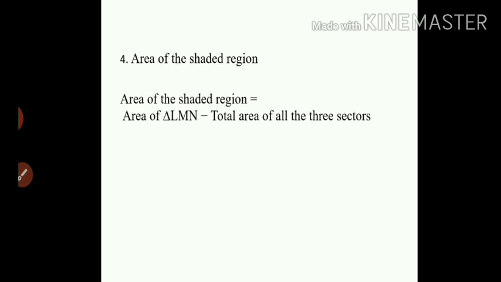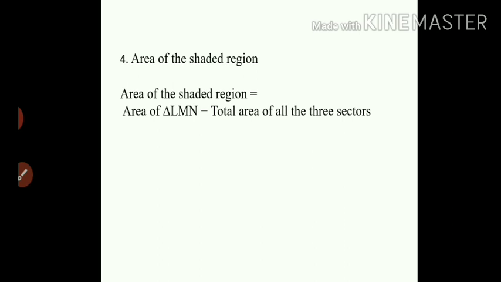The area of the shaded region will be the area of triangle LMN, which we found out first using the formula for the equilateral triangle, minus the total area of all three sectors. So the area of the triangle was 84.87 square centimeter, minus the total area of all three sectors, which we got as 77.01 square centimeter. When you subtract you get 7.86 square centimeter. So in this way we can find out all the four answers.